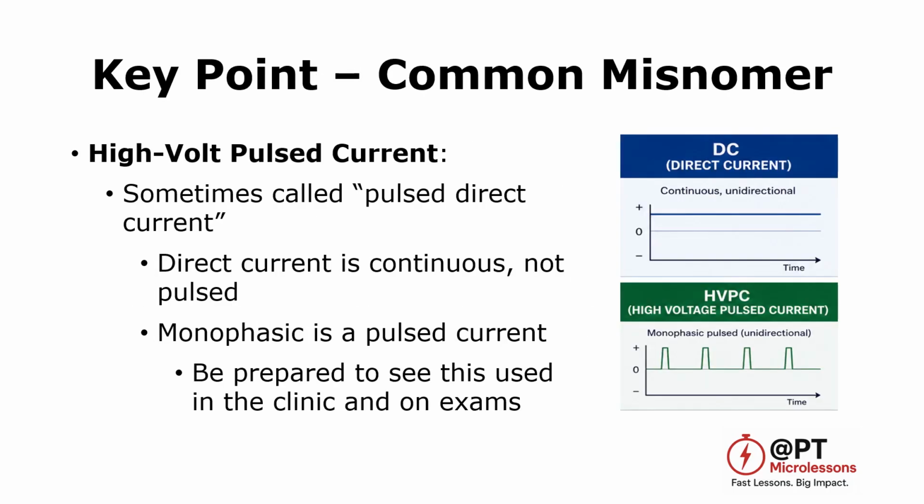Lastly, before we wrap up, let's clarify a common term. You may hear high volt pulse current called pulse direct current. This is misleading. Direct current flows continuously in one direction. It is not pulsed. High volt pulse current is monophasic, but it is still a pulse current. Even though the current moves in one direction, it is delivered in pulses, so technically it is not direct current. However, you may still see the term pulse direct current used in the clinic and on exams.